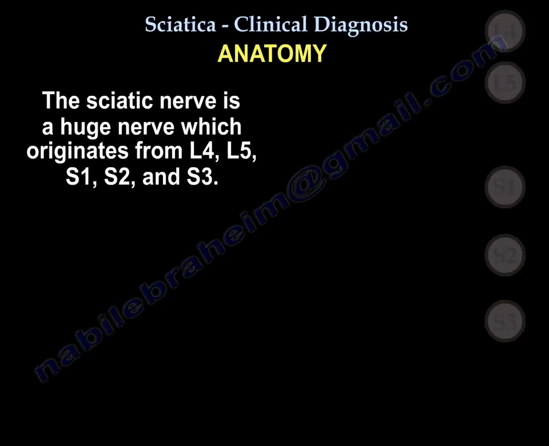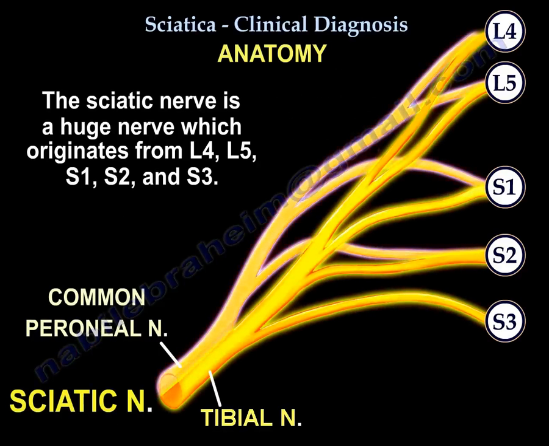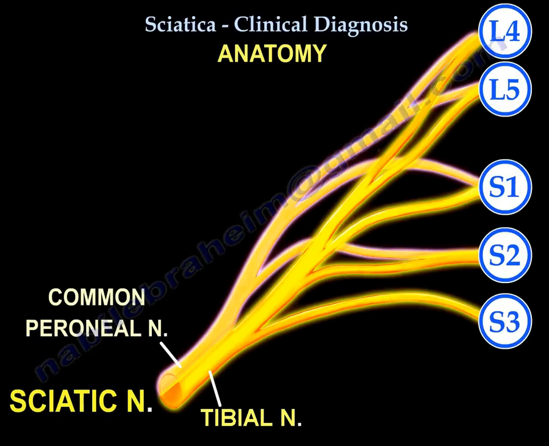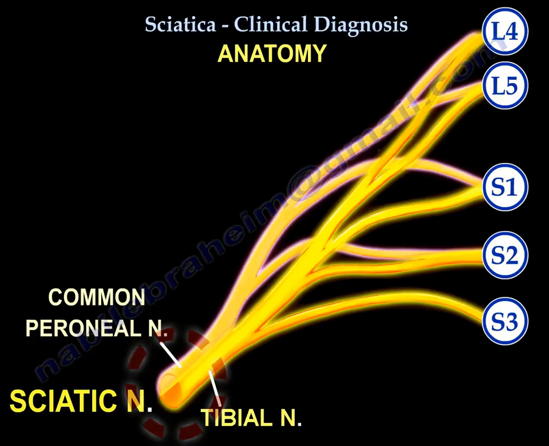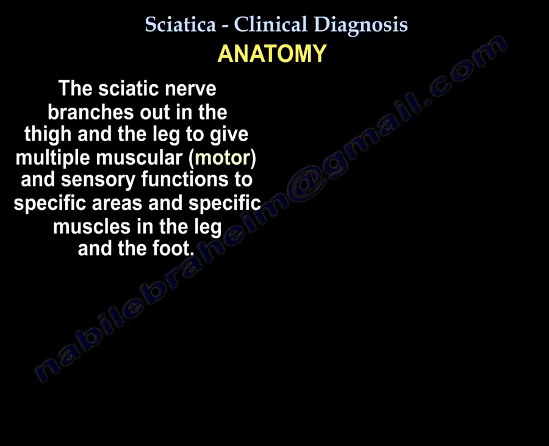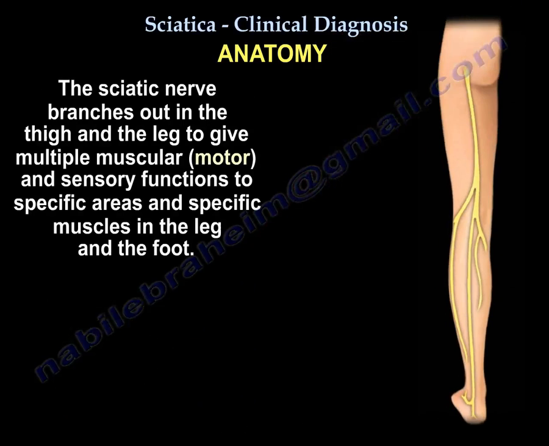The sciatic nerve has 5 nerve roots, 2 from the lumbar spine, L4, L5, and 3 from the sacral spine, S1, S2, and S3. All the 5 nerve roots join together to form the sciatic nerve. Then it branches out again in the thigh and the leg to give multiple muscular, motor, and sensory functions to specific areas and specific muscles in the leg and foot.